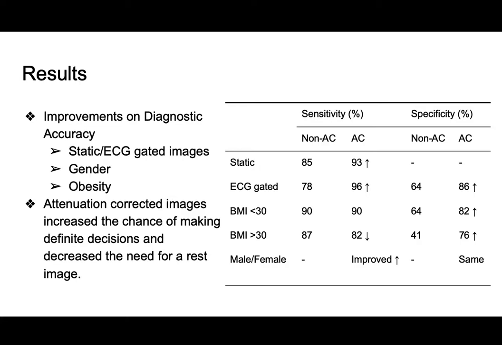For both of them it is increased, and the sensitivity for the screening patient groups remains the same, but the sensitivity for people with obesity drops. So overall, attenuation correction is worth trying, and it can increase the accuracy. Another thing is that attenuation correction can help physicians make a definite decision, and it decreases the need for the rest image. So in certain situations, the physician only needs a stress image to make a decision.